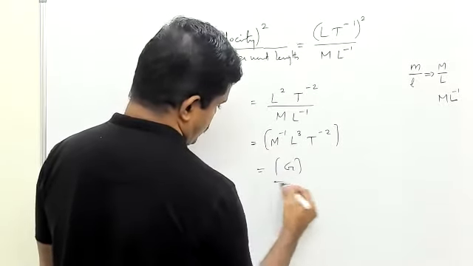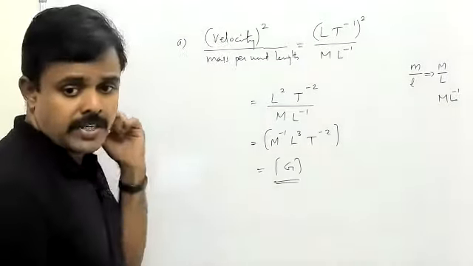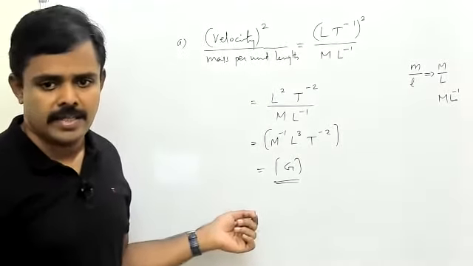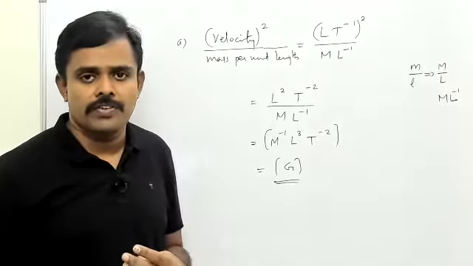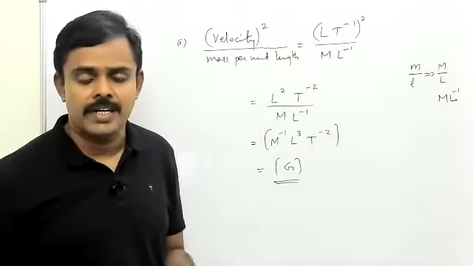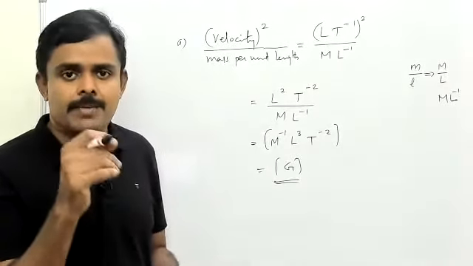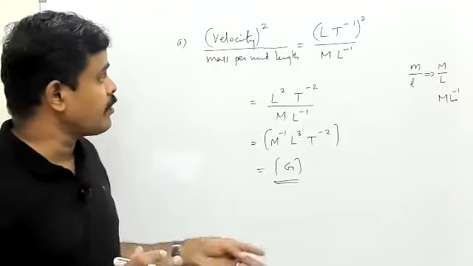So this is the same as what? These are the same as the dimensions of G. I don't have to check the others now. Option A is correct. Look at this. What are we asked to find? We have to check which of the options given has dimensions same as that of the gravitational constant. So you have to take them one by one.